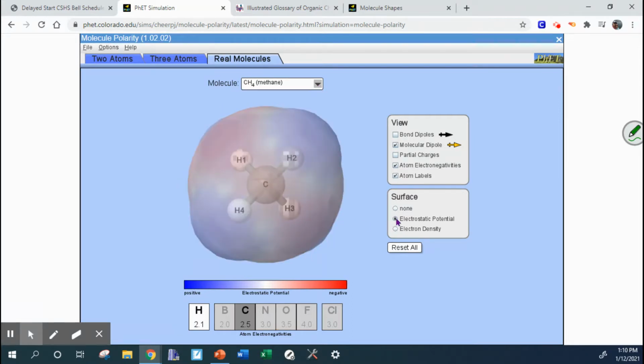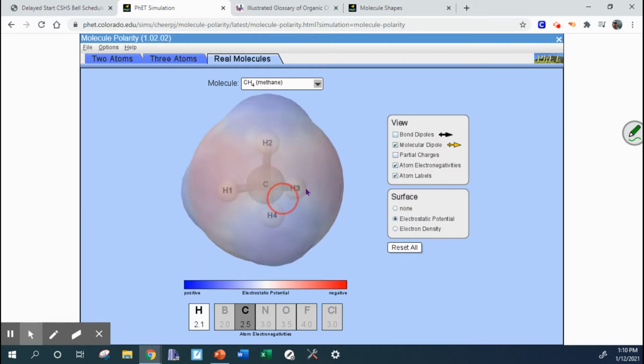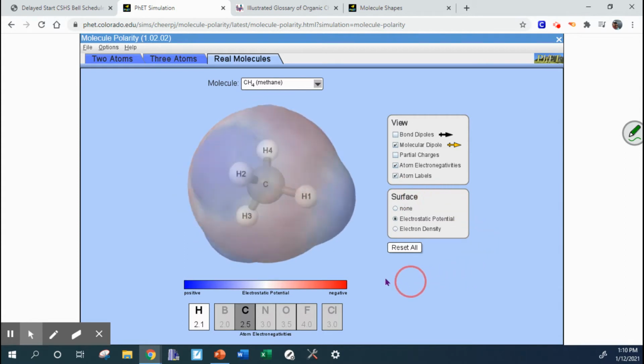Let's look at CH4. We have a tetrahedral shape. All of the outer atoms are hydrogens. We have a nonpolar bond type, so all of these bonds are nonpolar. You'll see that there are dipoles, but of course, we classify this as nonpolar. Kind of an interesting shape. But if we look at the molecular dipole, there isn't one. So this is a nonpolar molecule. The sharing of electrons is equal because it has perfect symmetry.